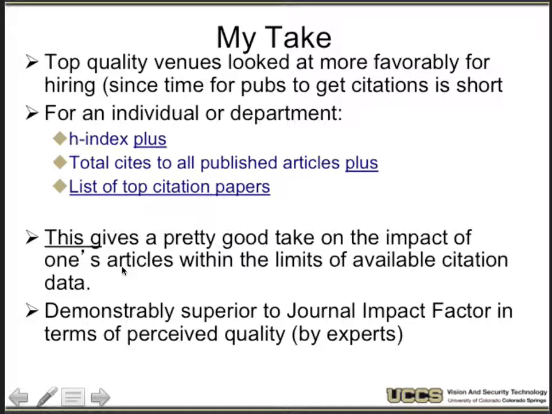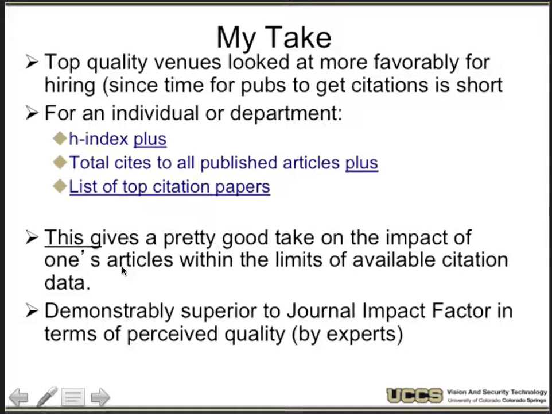This will give you a pretty good take on the impact of one's articles or department's articles within the limits of available citation data. Looking at this has been shown in various bibliometric papers to be superior to the journal impact factor in terms of perceived quality by experts, especially in this field of computer science. But in any field where there are publications other than journals, the journal impact factor is a weak measure. So even in fields like history, this turns out to be better, because book citations might be more useful than the journal impact factor. Even though Thomson's journal impact factor includes books, it includes a weird subset, so it's very hard to tell how good it is.